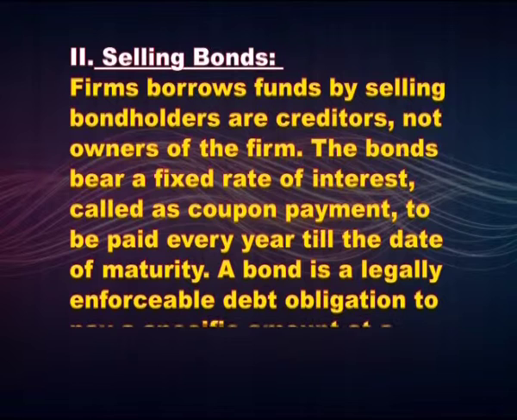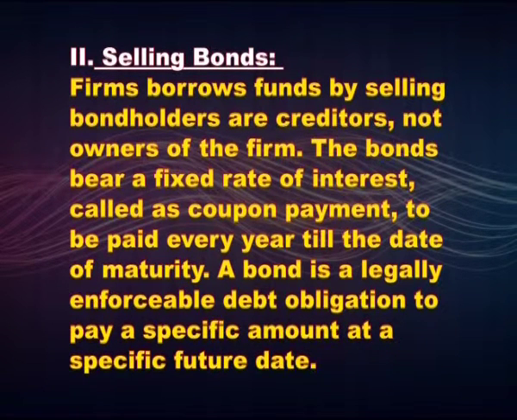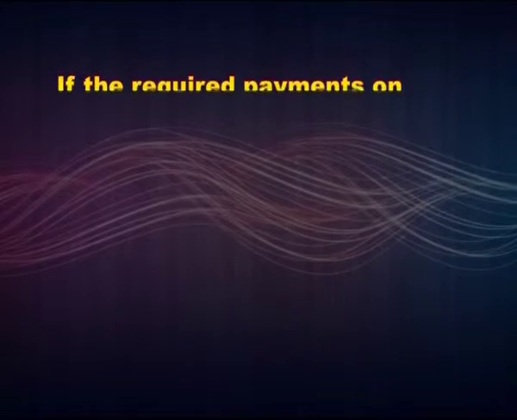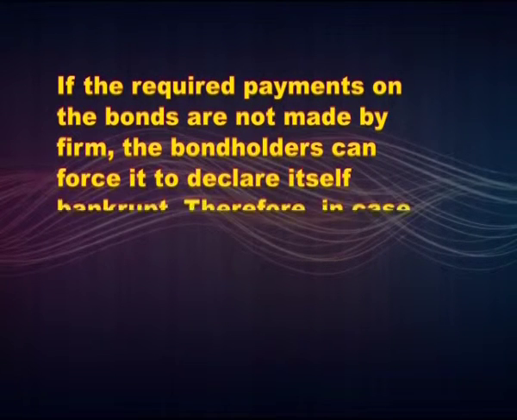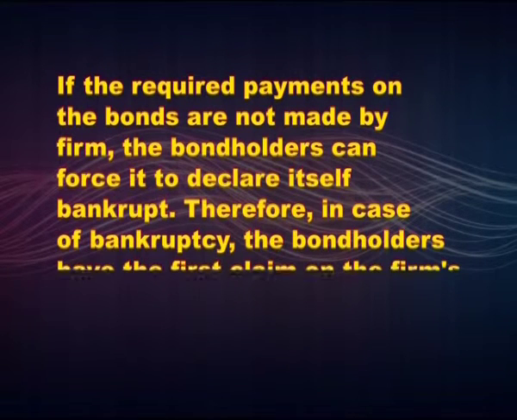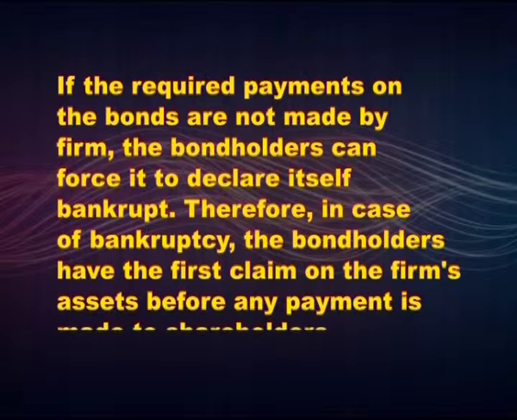of maturity. A bond is a legally enforceable debt obligation to pay a specific amount at a specific future date. Note that whether profits are made or not by a firm, the obligations to bondholders have to be met. If the required payments on the bonds are not made by the firm, the bondholders can force it to declare itself bankrupt. Therefore, in case of bankruptcy, the bondholders have the first claim on the firm's assets before any payment is made to shareholders. Only when the claims of the bondholders and the other creditors have been met in full, the shareholders can get any share of the assets of the bankrupt firm.